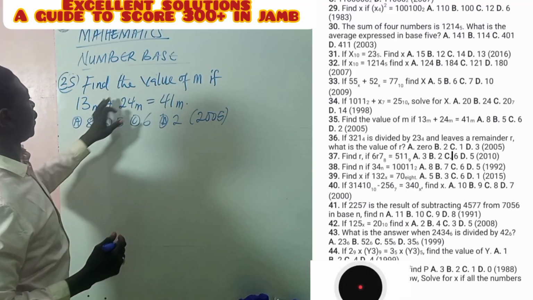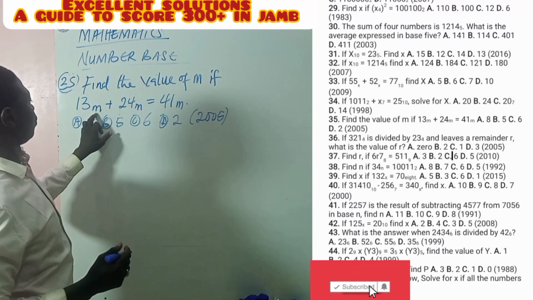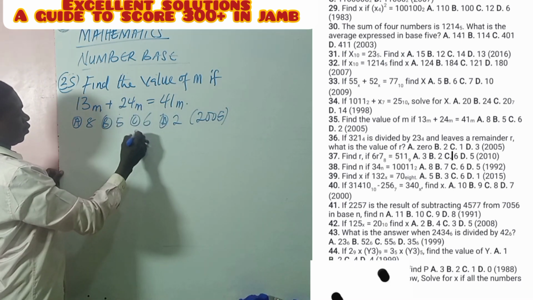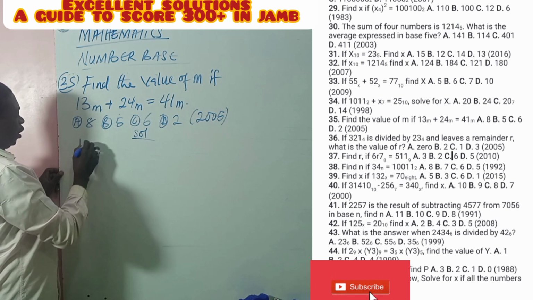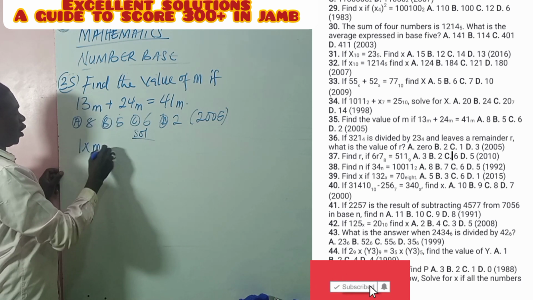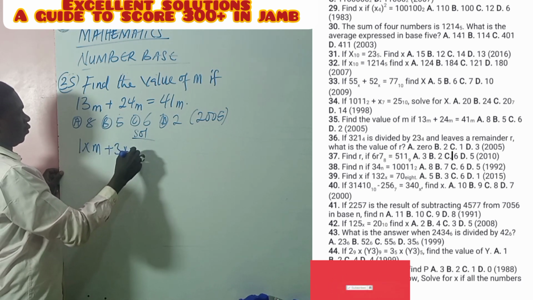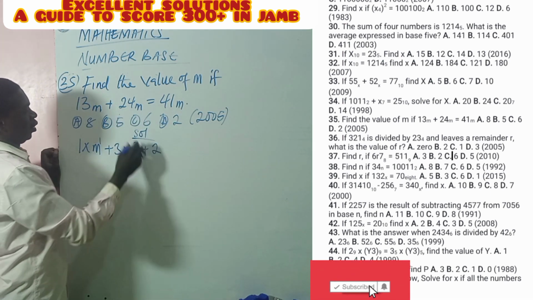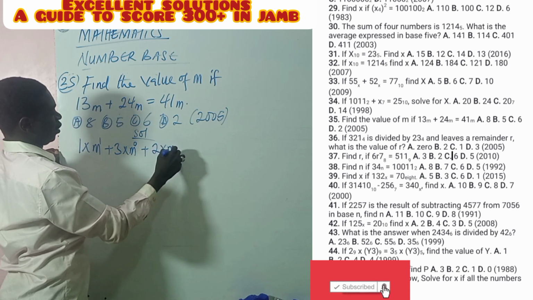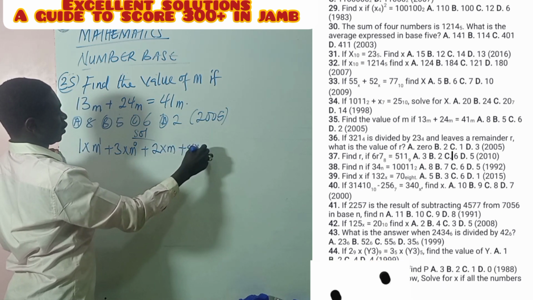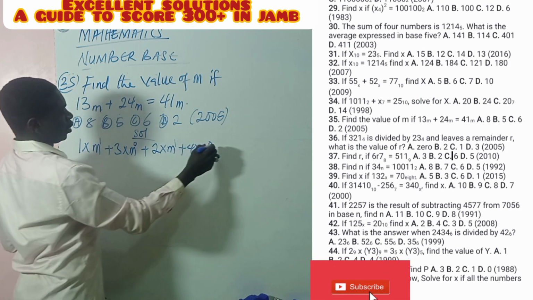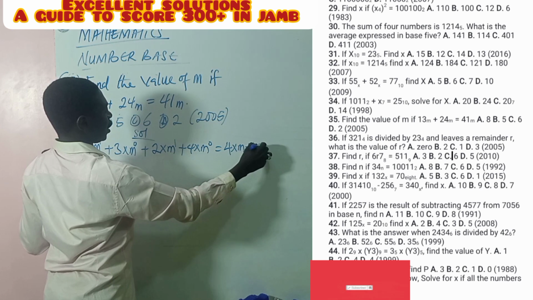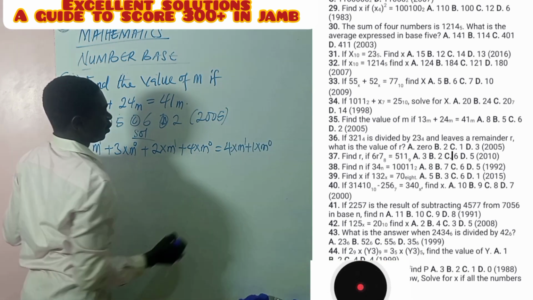Question 35 says, find the value of m if 13 base m plus 24 base m equals 41 base m. So here we have 1 times m, since m is the base, plus 3 times m to the power 0, power 1, then plus 2 times m plus 4 times m to the power 0, power 1, equals 4 times m plus 1 times m to the power 0, power 1.